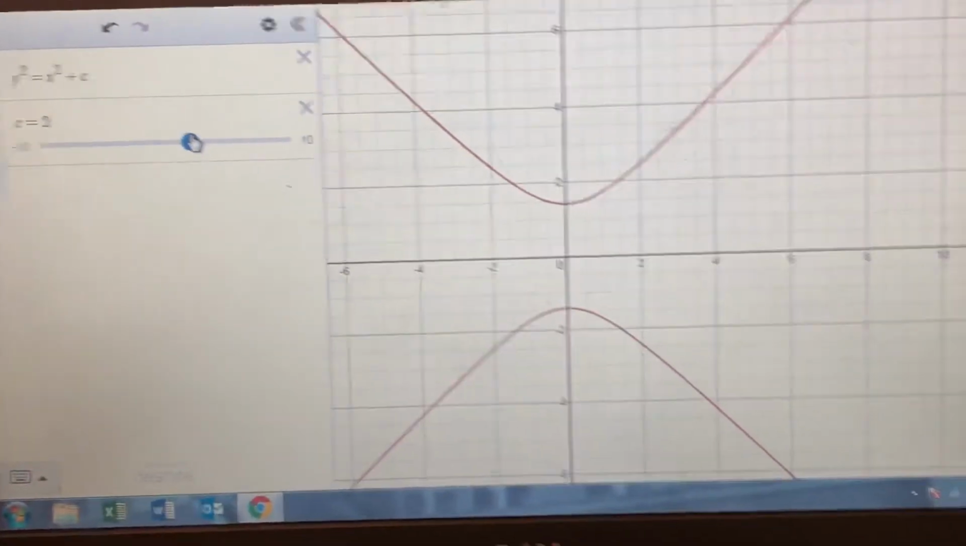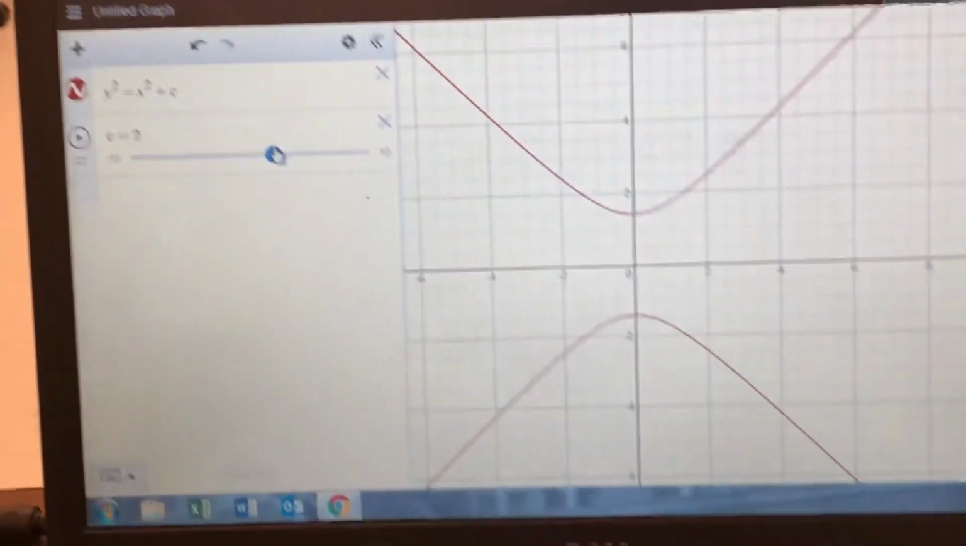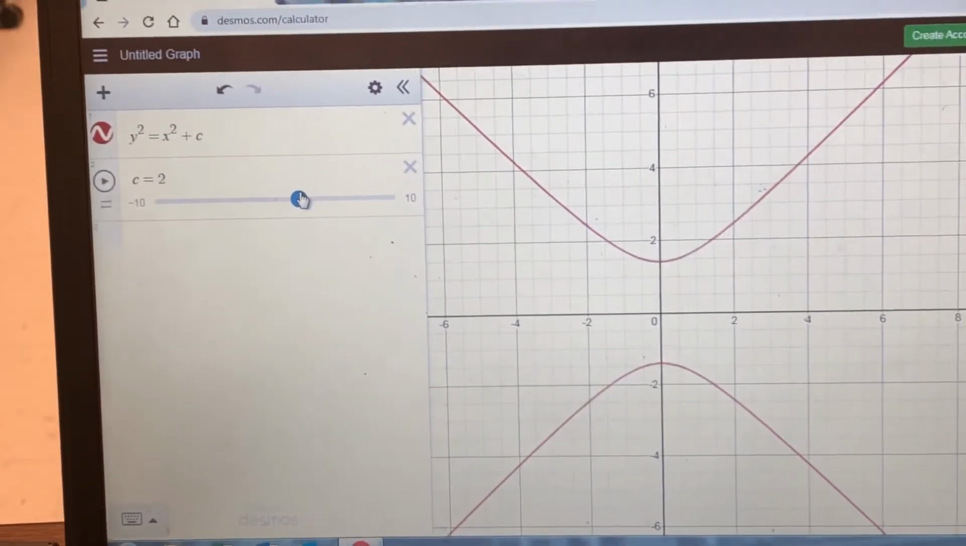Again, I don't know if it's actually turning it upside down because I'm rotating my phone, but I think you can see that this has origin symmetry. This thing's clearly not a function; it violates the vertical line test.